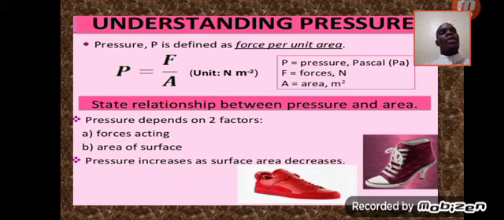Pressure depends on two factors, that is, the force acting and the area of the surface. Pressure increases as area decreases. For example, in the figure, you can see a flat shoe and a high heel shoe. A flat shoe exerts a small pressure because of the big area, and a high heel shoe exerts a big pressure because of the small area.